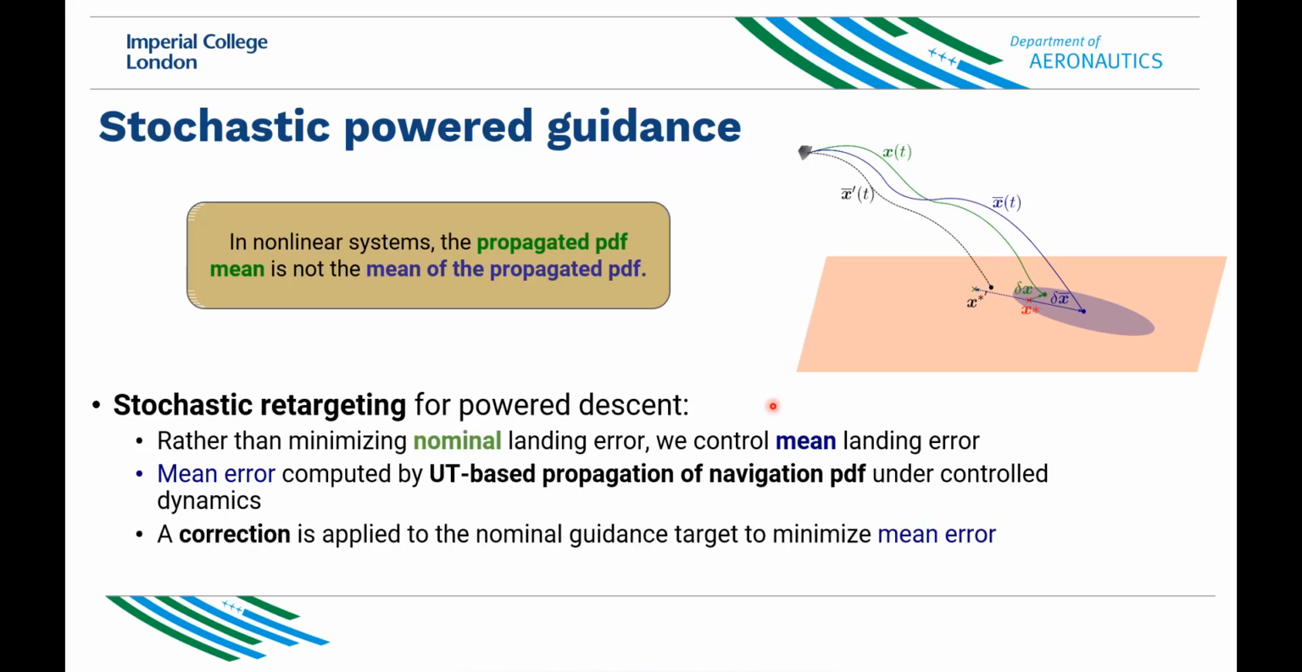And finally, we use the final mean error to apply a correction to the nominal guidance target in order to minimize the error in a stochastic sense.